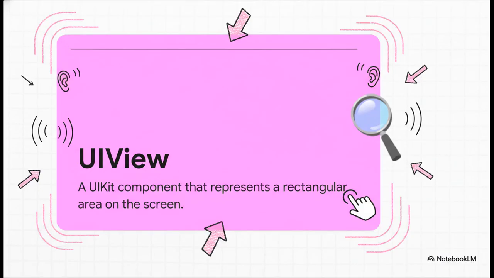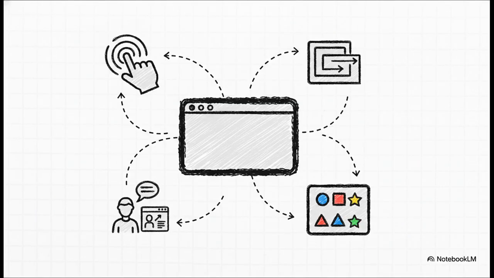Now, if you look it up in the docs, Apple will tell you it's a rectangular area on the screen. And yeah, that's true, but it's so much more than just a box. This is the part of your app that actually listens and responds to the user. Its job is all about structure and, well, interaction. It's the thing that figures out where it should be on the screen, using auto layout. It manages all the other little views you might stick inside of it, and most importantly, it's what handles all the user input, every tap, every swipe.